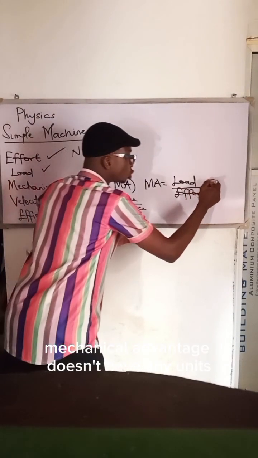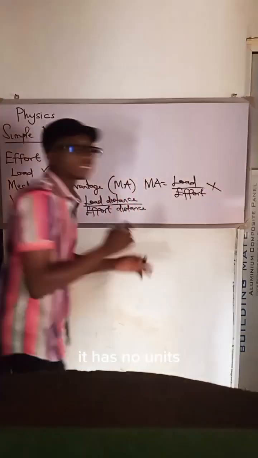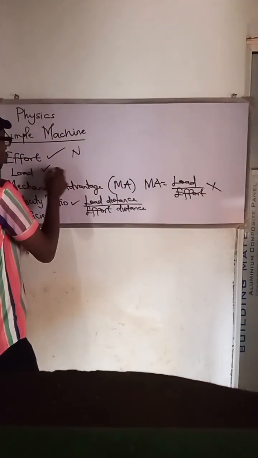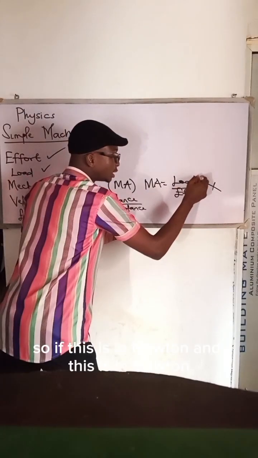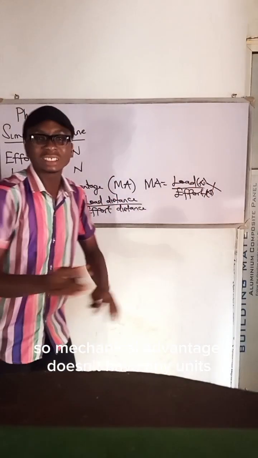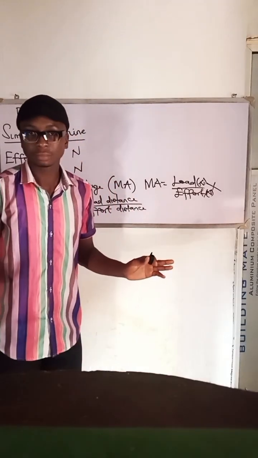Mechanical advantage doesn't have any units. It has no units, right? Because effort is in Newton, load is also in Newton. So if this is in Newton and this is in Newton, it cancels out. So mechanical advantage doesn't have any units.